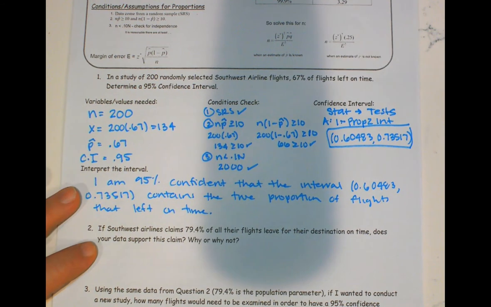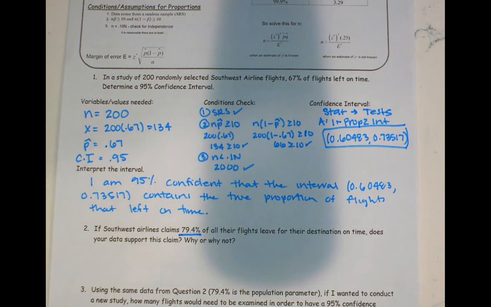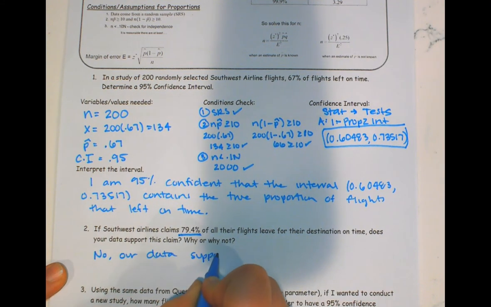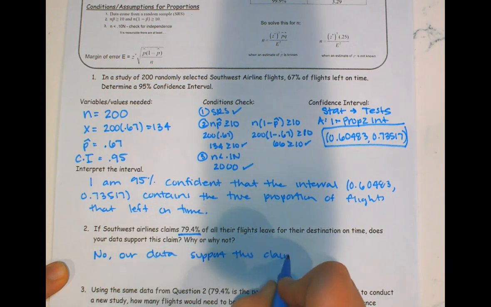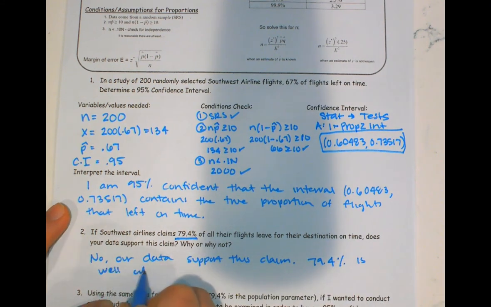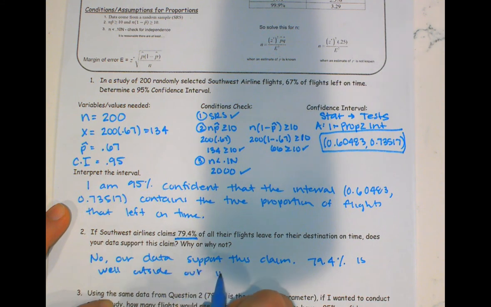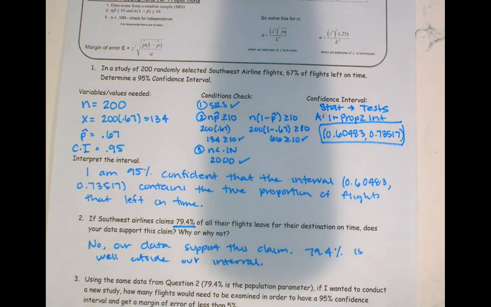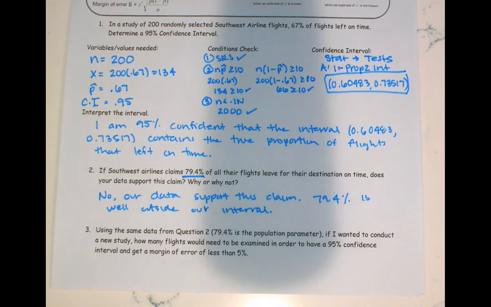If Southwest Airlines claims that 79.4% of all their flights leave for their destination on time, does our data support this claim? Why or why not? We would want to see, is that percentage within our interval? If we look, 79.4% is not. So no, our data does not support it. 79.4% is well outside our interval. It's not even close to the values that we found. So we could not support their claim based off of what we found.